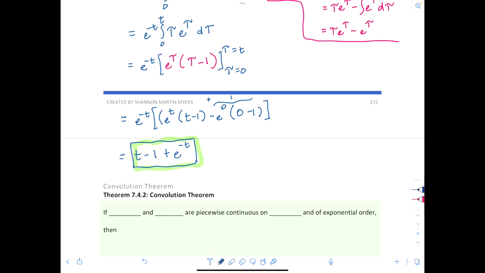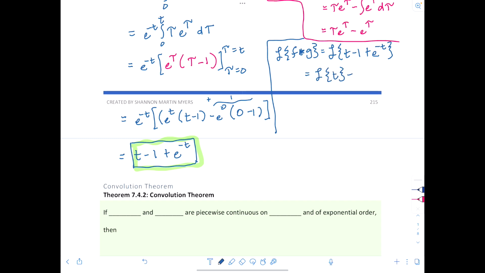But we also need to find our Laplace transform. So the Laplace transform of the convolution of f and g is equal to the Laplace transform of t minus 1 plus e to the negative t. And remember that the Laplace transform is a linear operator, so I can take it to each one of these terms and apply the transformation.